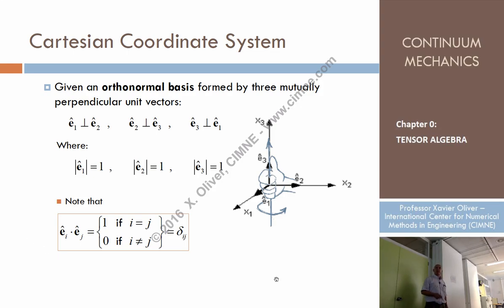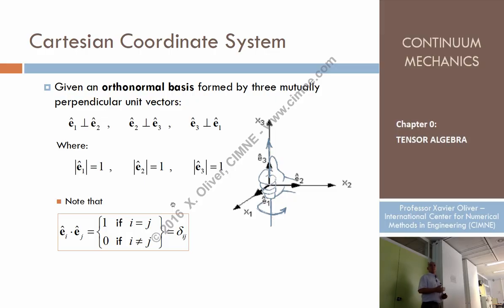That is what this means here. The modulus is 1. And they are orthogonal to each other. E1 is orthogonal to E2, and that is orthogonal to E3. And according to them, we define three systems of coordinates, x1, x2, x3. You already know that. You already have been told that.